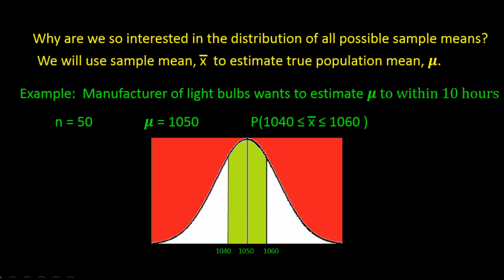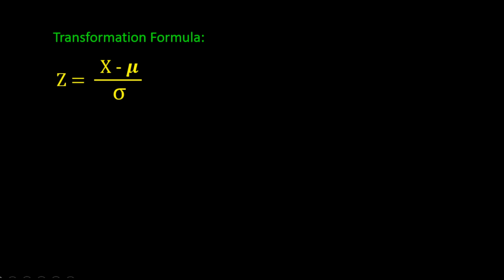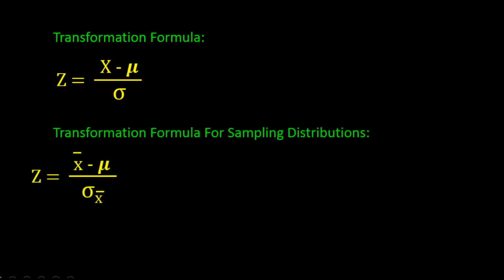Now, in order to find this area under the curve, we have to convert the x values to standardized z values. We learned how to do this in an earlier tutorial. Please review that if you don't remember how to use a z-table. The formula we use to standardize x values to z values is x minus mu divided by sigma. For a sampling distribution, we have to adjust the formula: x minus mu divided by sigma subscript x bar.